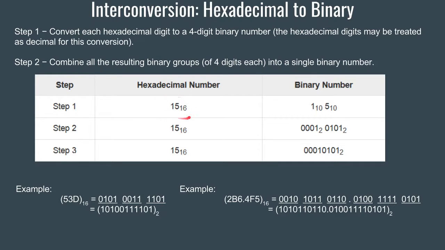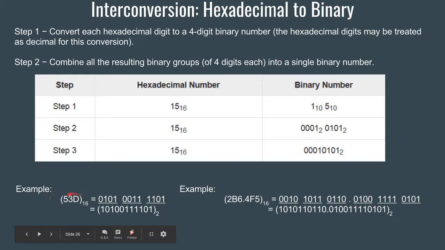Let's take a look at this example. We have 15 base 16. So we will first convert this 1 into its binary form. So we get 0001 and 5 is 0101. Now we merge this entire thing into 1 to get 0001 0101. We can obviously eliminate these 3 stray zeros. Therefore, the equivalent binary number is 10101.